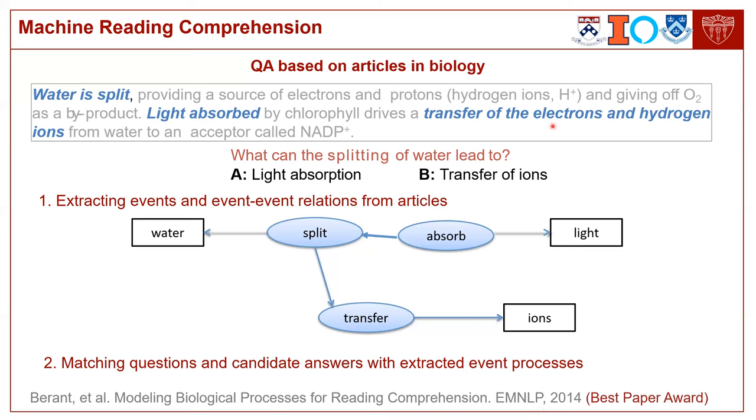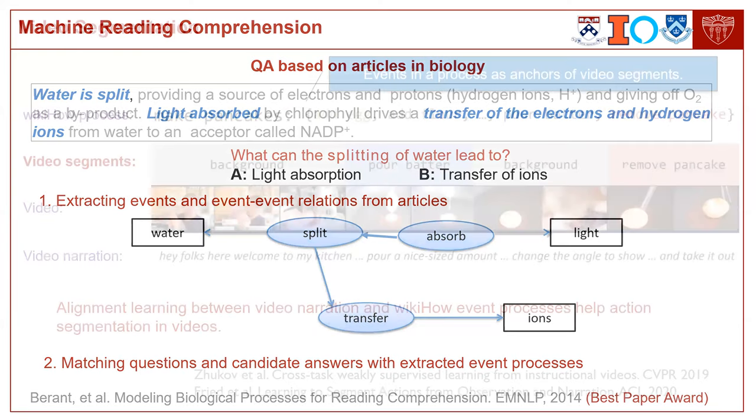So in this work, they try to perform question answering about biological articles. So to solve this problem, they first extract biological processes, events and their relations from the documents. And then the question answering is conducted as matching the events in the question with the extracted process structure from the document. And definitely they show that understanding this kind of biological event process is helping a lot.